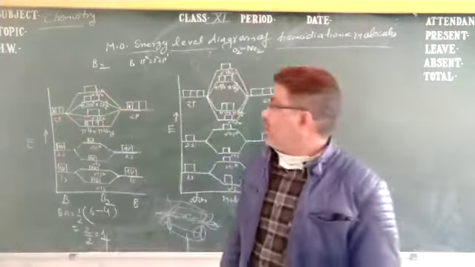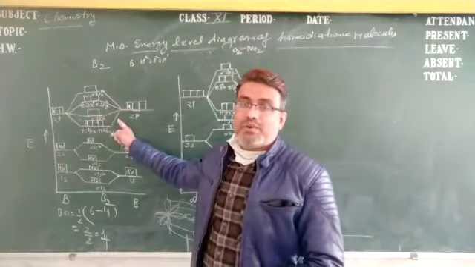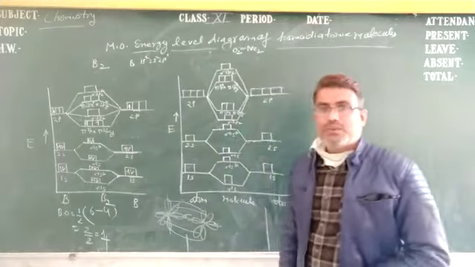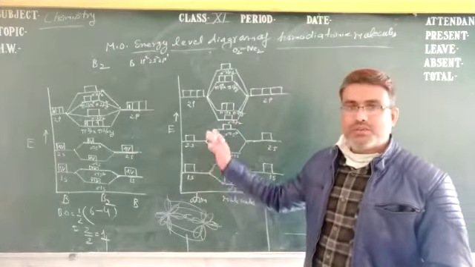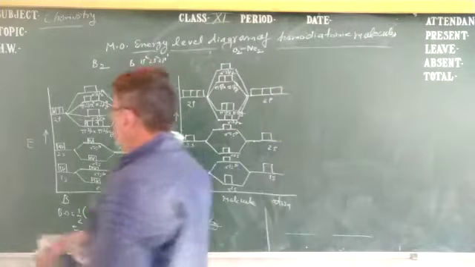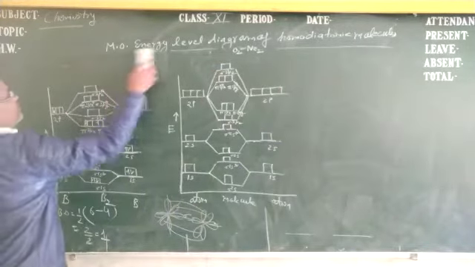And it is paramagnetic. Why? Because there are 2 unpaired electrons. So that is the diagram. You can take a screenshot or draw this diagram. Now next we have to draw for the carbon C2 molecule.